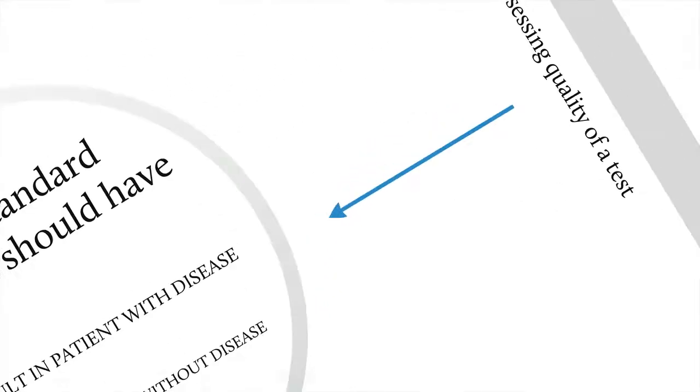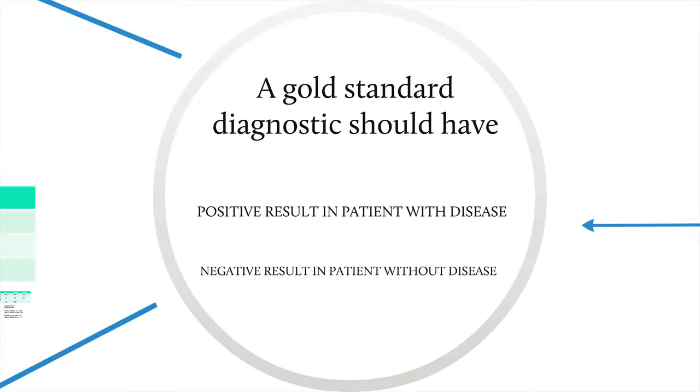So how do you go about assessing the quality of a test? Well, I think that two of the main features that a good diagnostic test should have is that it should produce a positive result in all patients with the disease and a negative result in all patients without the disease, and that seems like common sense. But of course, in reality, there is no laboratory investigation you can perform which will give you 100% certainty that all patients with the disease will have a positive test and vice versa.